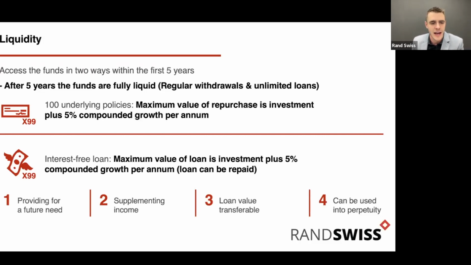Quite simple. And in terms of the 100 underlying policies, what some of the product providers have done, which is quite unique, is they've opened one account with 100 underlying policies, meaning that within the first 5 years, you can access 100 different withdrawals, which makes the liquidity a lot more beneficial.